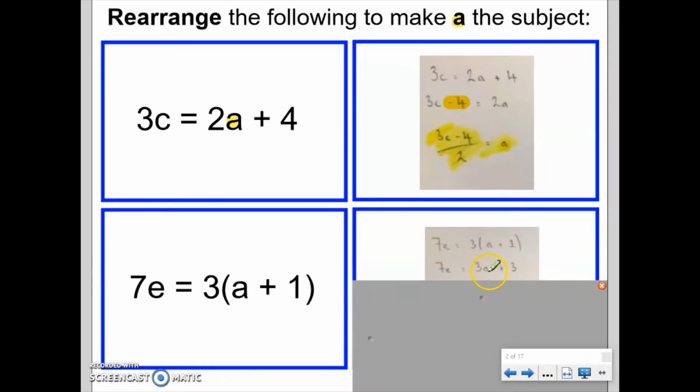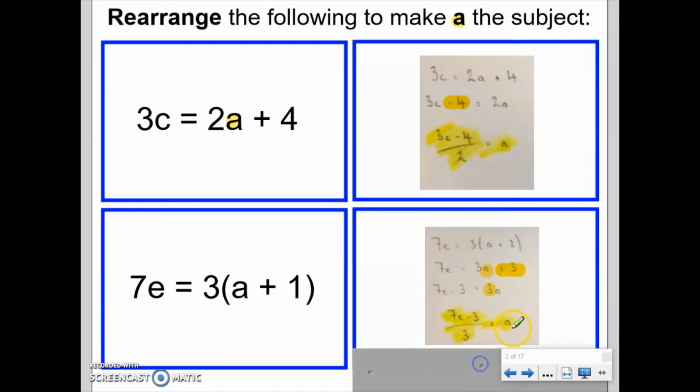There we go. Now I want to make this A the subject. So my next step is to subtract 3 from each side. That will remove this plus 3 and place it on this side as a negative 3. But I'm still not finished because I still haven't got a single A as my subject. Now I need to divide by 3. So this side gets divided by 3, as well as this side being divided by 3. That now leaves me with a single A, so I've correctly made A the subject.